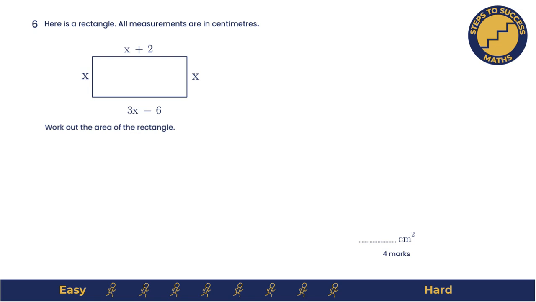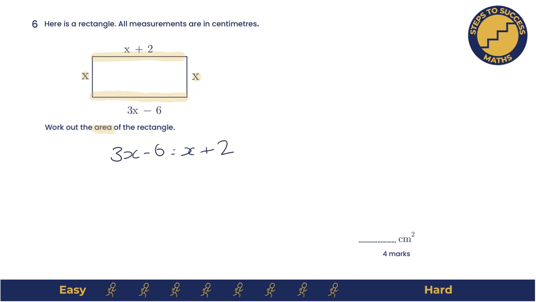Question 6. Here is a rectangle. All measurements are in centimetres. Work out the area of the rectangle. So this is a bit like the last question. You know that the opposite sides in the rectangle are equal. So you can see that x is equal to x, but you can also see that 3x minus 6 must be equal to x plus 2. And if we solve that one, we're going to get a value for x.